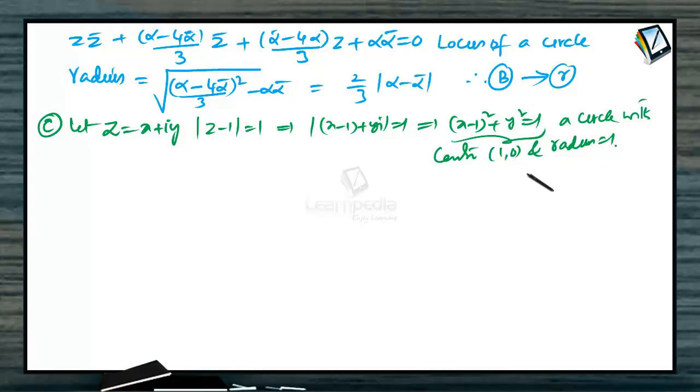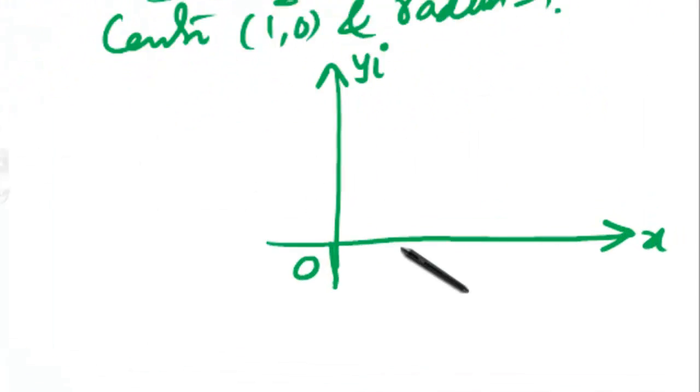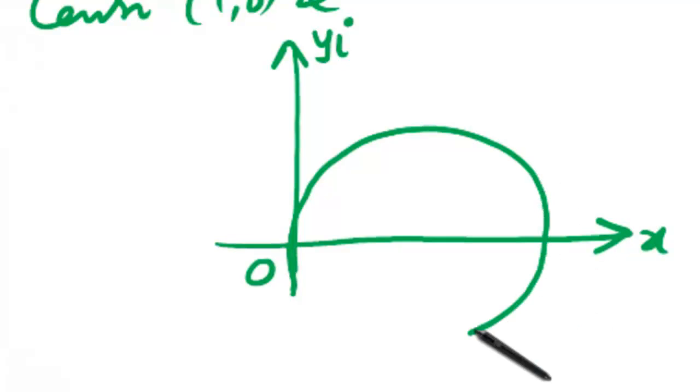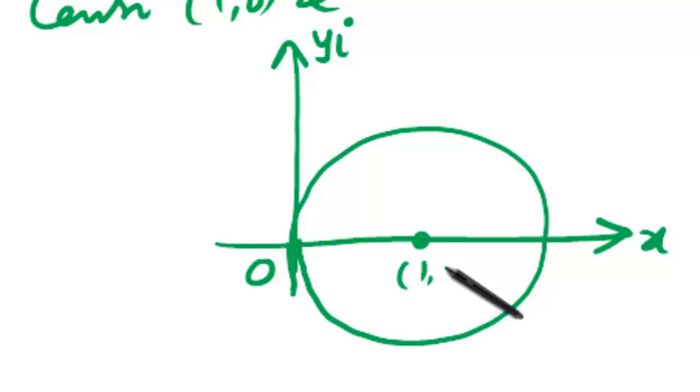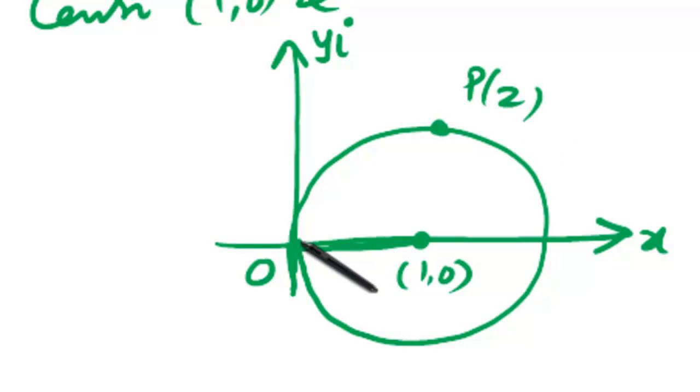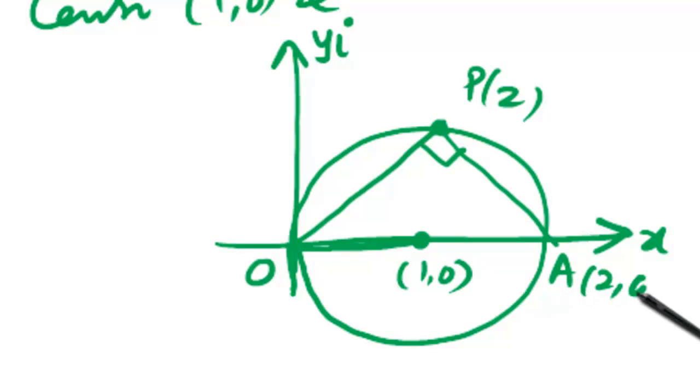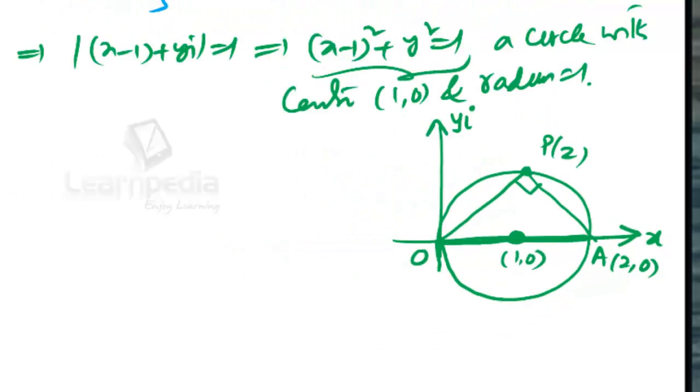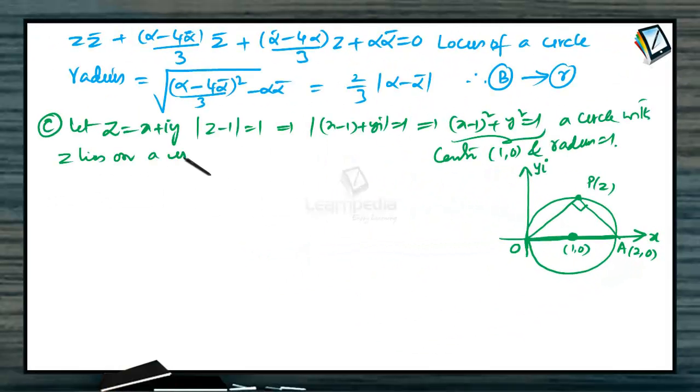This is a circle with center at (1, 0) and the radius is equal to 1. So here if you go to the diagrammatic explanation, this is the x-axis and this is the y-axis on the Argand plane. The circle might be in this way, passing through the origin, with center at (1, 0) and radius equal to 1, and this might be the point P of z where this will be the 90 degrees. If we consider this A as (2, 0), which is the extremity of the circle, this is the diameter, and this is the center of the circle. So therefore z lies on a circle of radius equal to 1 and the center is at (1, 0).